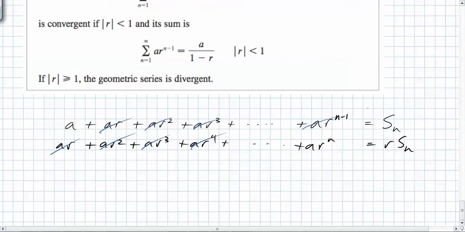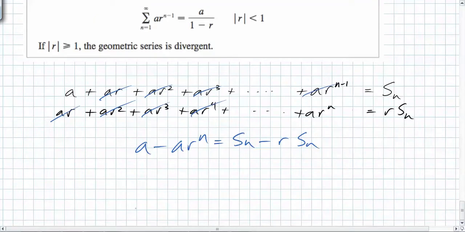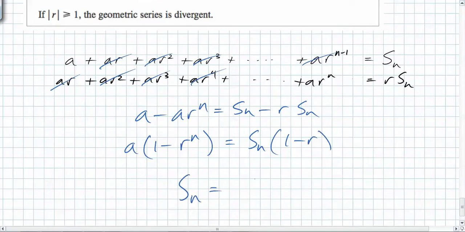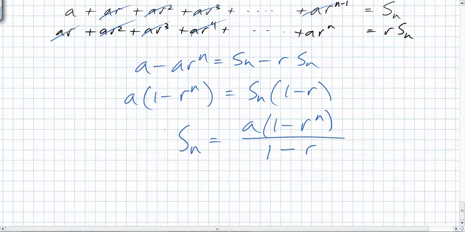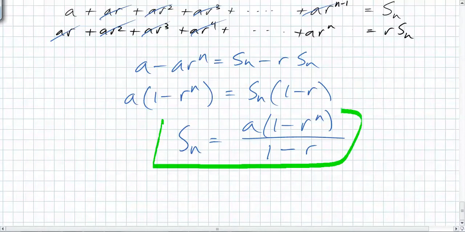So then you just get A minus AR to the n is equal to Sn minus what? Correct? What can I factor out? A times 1 minus R to the n equals. So what does Sn equal? Sn equals A over 1 minus what? R. Okay, so we just got to the really, really cool thing right here.